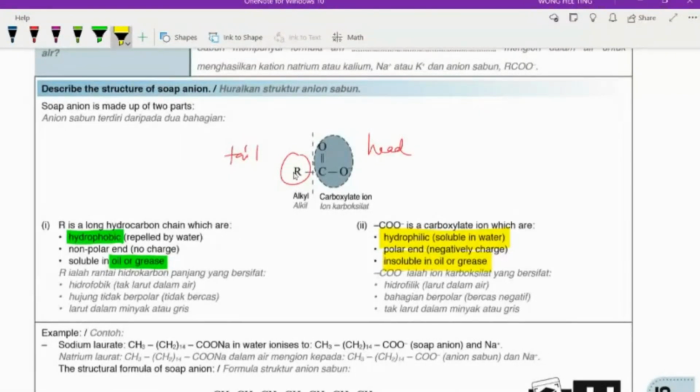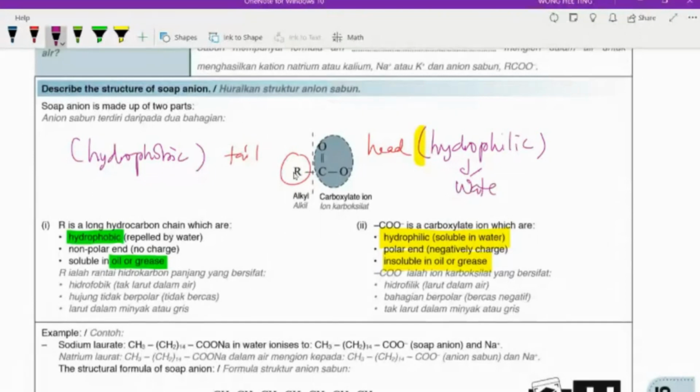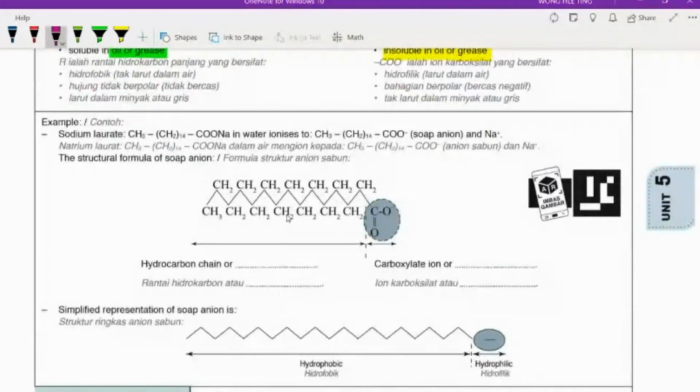This one is called hydrophilic. This one is called hydrophobic. Note down, this one is soluble in water, and this one is soluble in oil or grease. And an example, we look into here. If this one is given to you, the head and the tail, the hydrocarbon chain, as we called it just now.